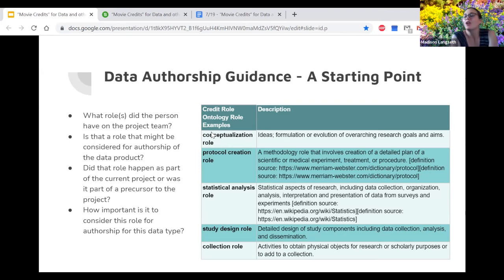Okay, so we determined that the role happened as part of the current project. The next question is, how important is it to consider this role for authorship for the particular data type in question? This is the point where we're looking for your input. We've developed a breakout activity to begin to understand how this community would answer this question for the roles that we've selected and the data types that we've selected.